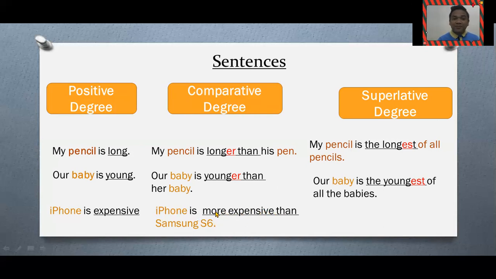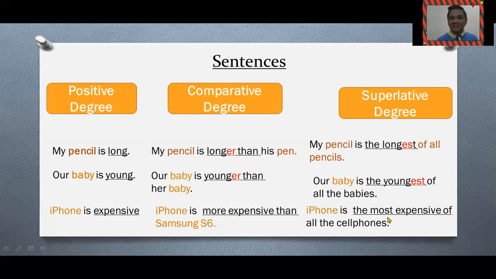Why more expensive? Because expensive has three syllables, and when the adjective has two or more syllables, you have to add more before the adjective and than. Okay, so what is the superlative here? iPhone is the most expensive of all the cell phones. So is the most. Again, when the adjective has two or more syllables, we can make the superlative by adding the most. So iPhone is the most expensive of all the cell phones.